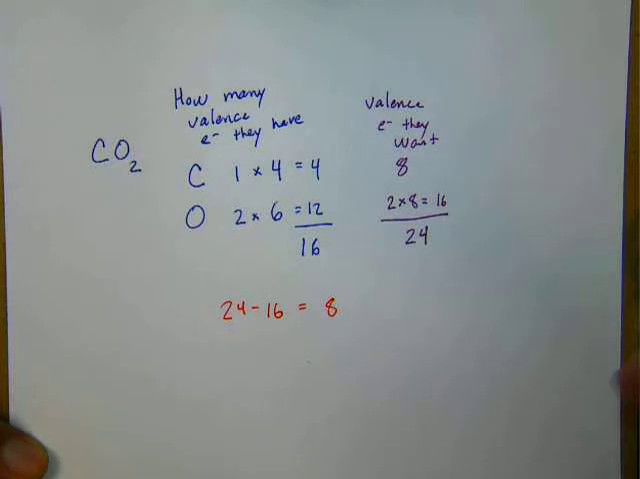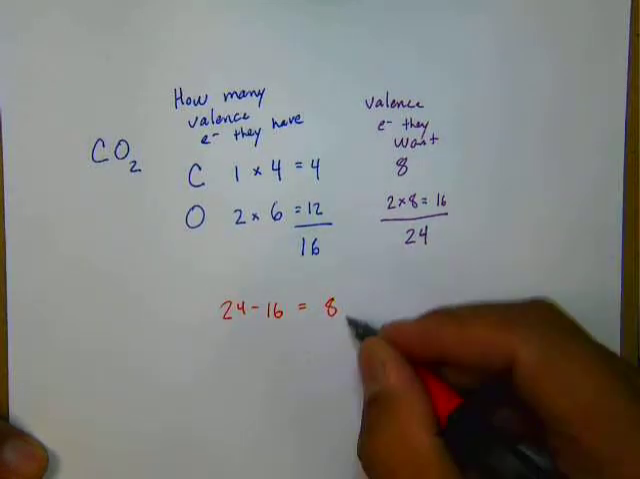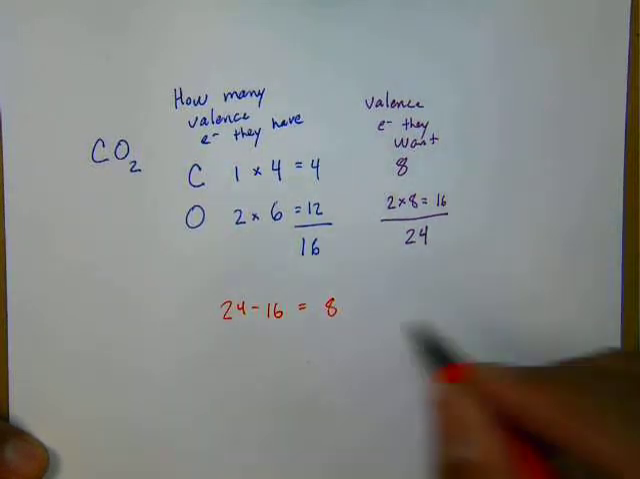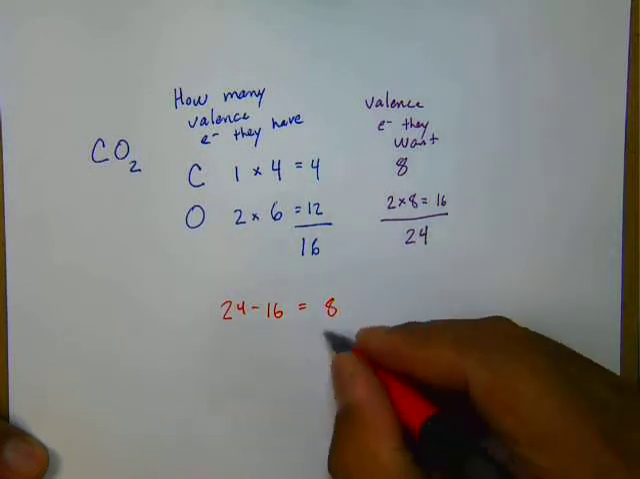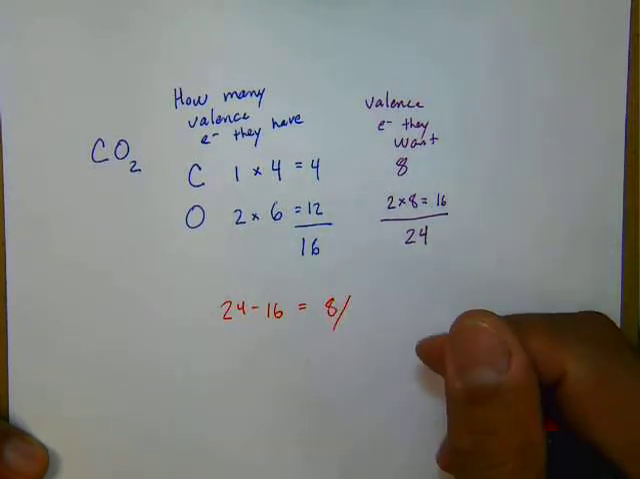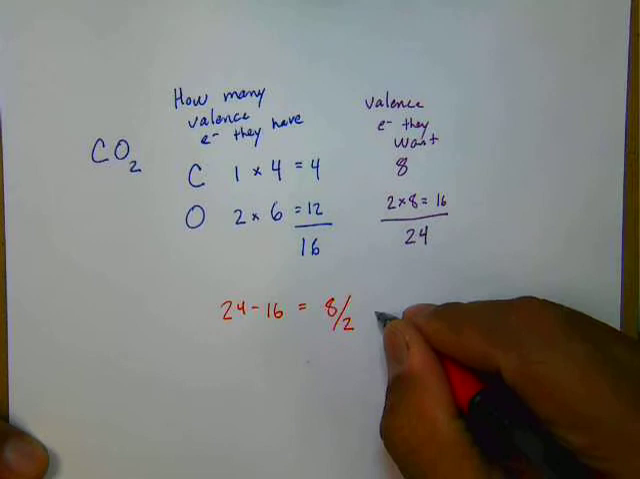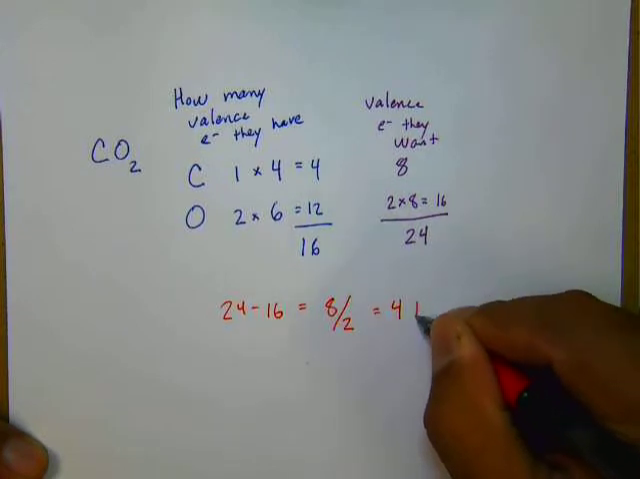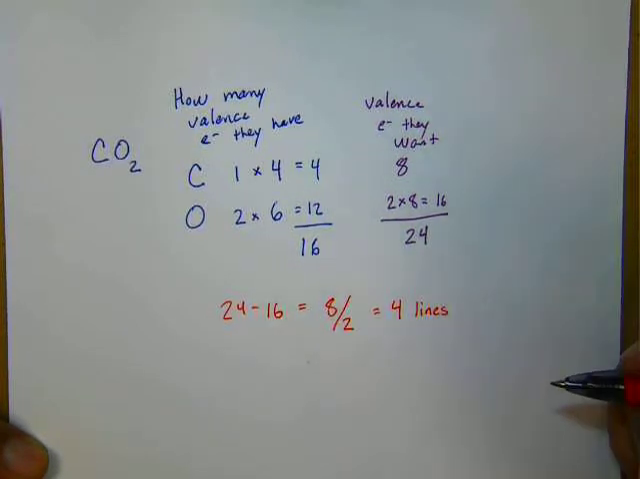So what they're going to do is they're going to share. And when they share, they form bonds. And each bond is 2 electrons each. So if I take the 8 electrons they don't have, divide by 2, that's going to give us 4 lines or 4 bonds to draw.